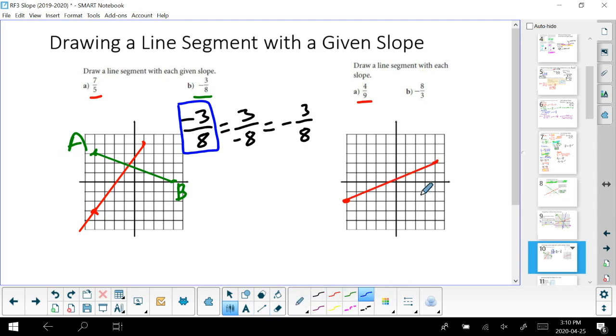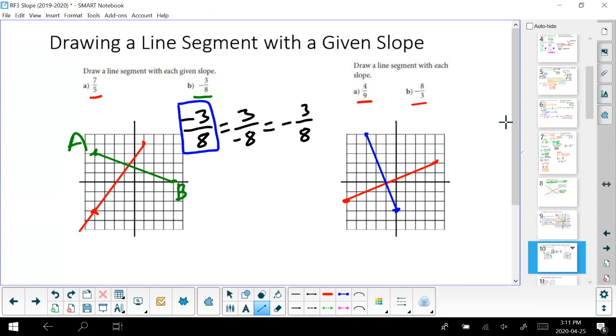Lastly, we're going to take a look at this one, -8/3. Let's see what happens in this case. We would know that this slope is telling us that for every 8 units we move down, we're going to move 3 units to the right. So let's start up here and see where we end up. If you start off there, we're going to move 8 units down: 1, 2, 3, 4, 5, 6, 7, 8, and then 3 units to the right. So we'll end up with a point there, and we can go ahead and connect those 2 points with a nice straight line. And essentially that finishes our lesson for today.